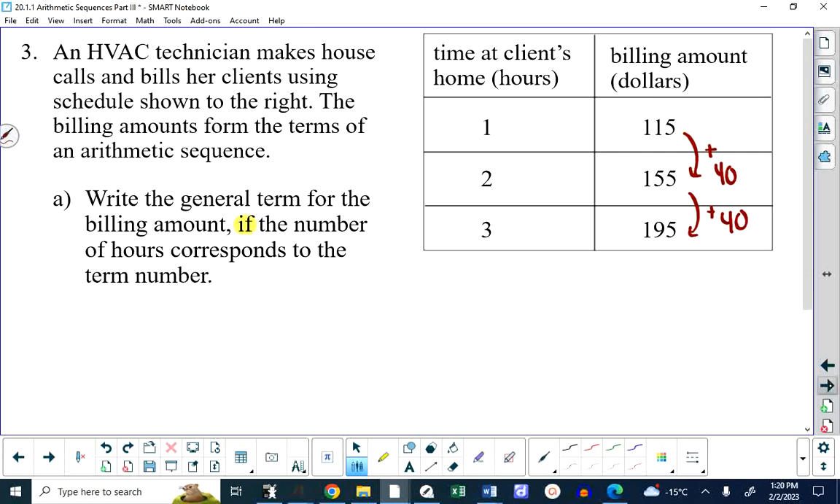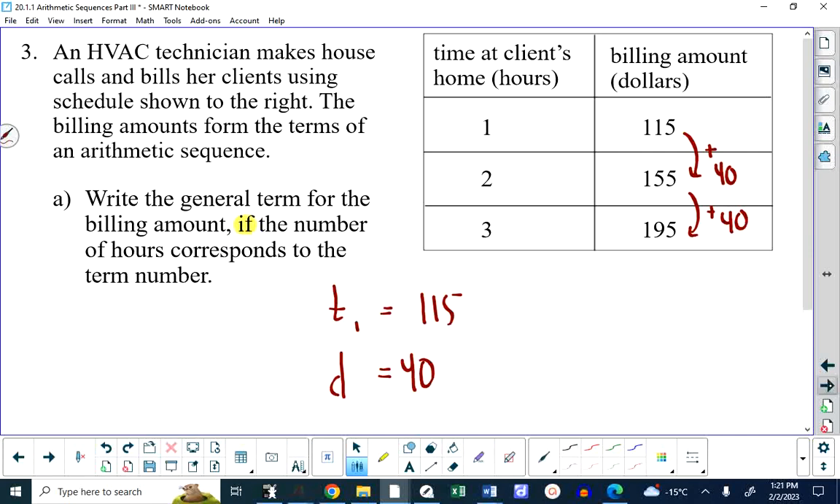So it says, if these form an arithmetic sequence, write a general term for the billing amount if, I think yours says, the number of hours corresponds to the term number. Well, what we're talking about then here is T1 equals 115 and D is 40. Listen, this is not a difficult problem. It's just an application. Some of you may find it difficult because you have to take the words and turn it into math. It's a word problem.